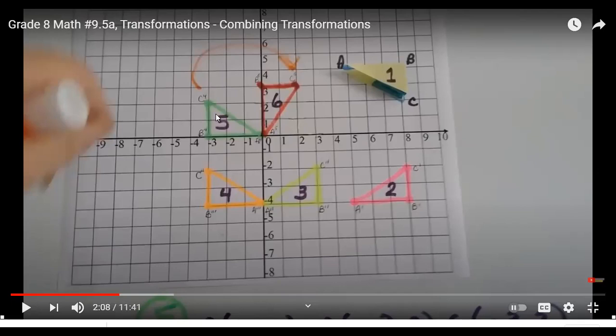And what about 5 and 6? Rotation. Rotation with degree 90. Clockwise or counterclockwise? Clockwise. Clockwise, yes. 90 degrees clockwise. If you want to know the degree, did you see C4, this line? Let me draw it for you.